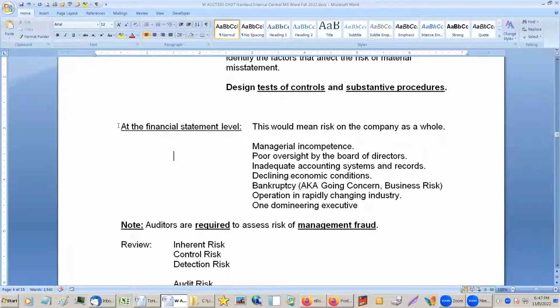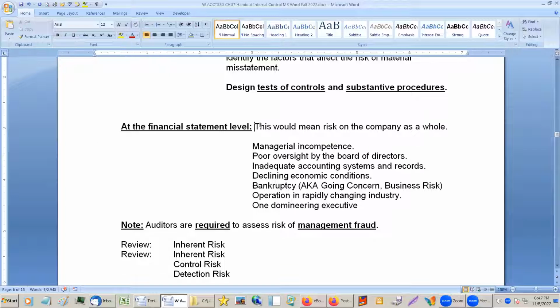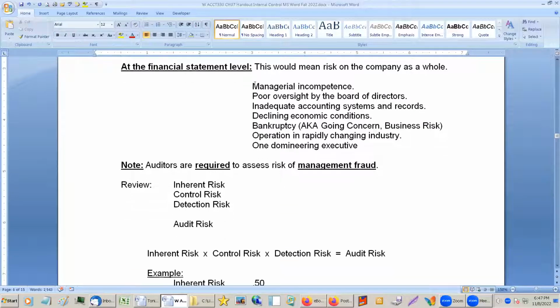Now, at the financial statement level, these are things that put the whole company at risk. Managerial incompetence, poor oversight, board of directors.